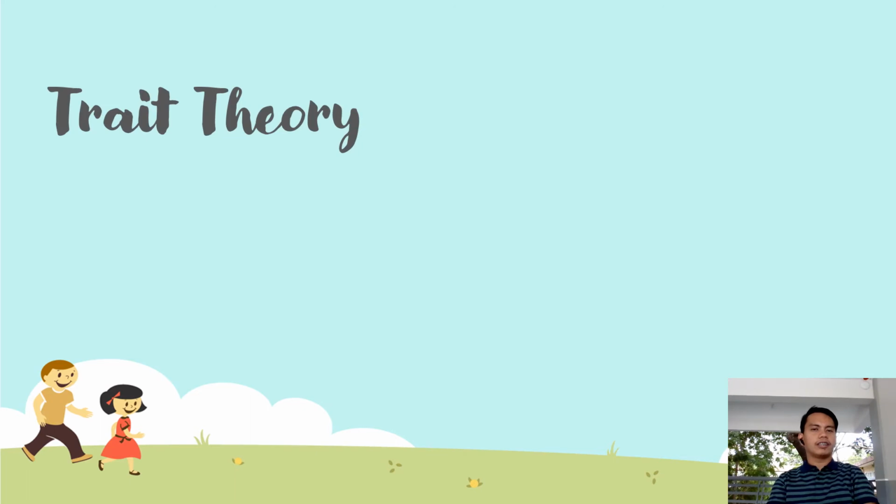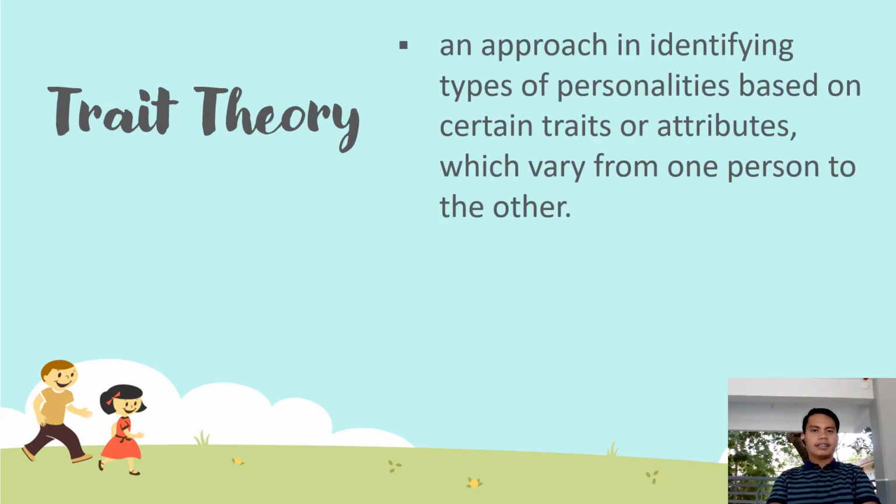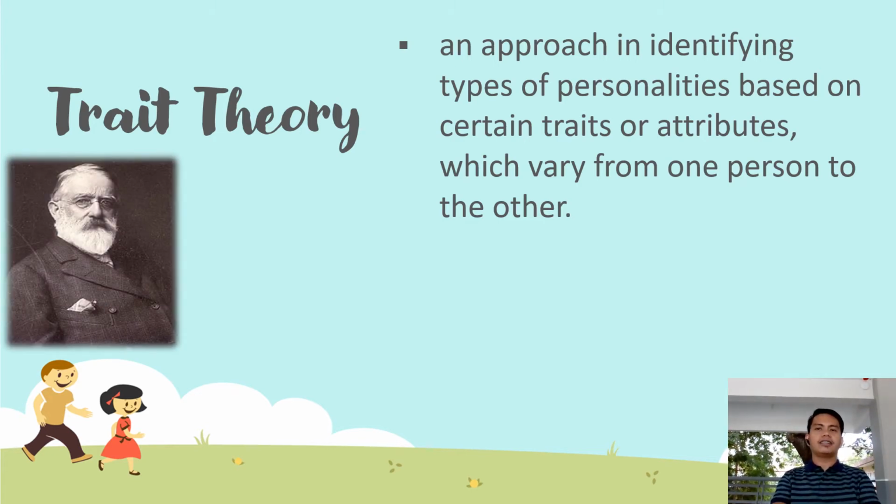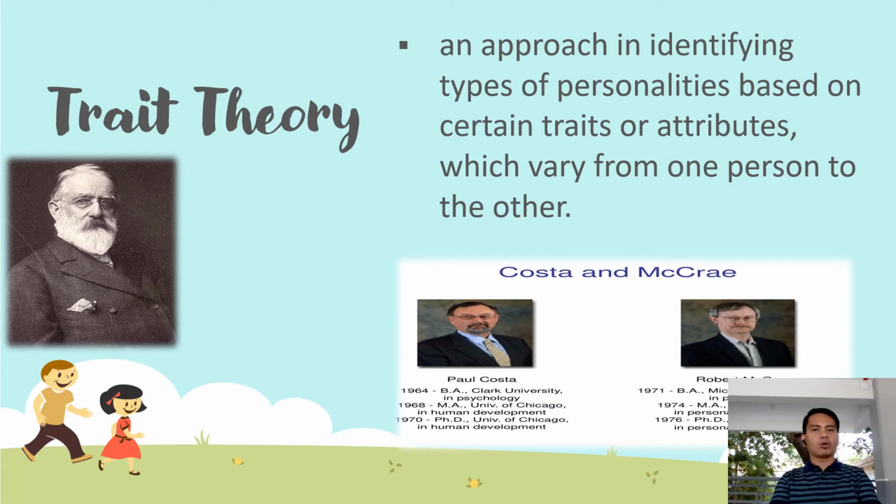Let's also discuss trait theory. Trait theory here is an approach in identifying types of personalities based on certain traits or attributes which vary from one person to the other. Trait theory was in fact developed over the past 60 years, started by Fiske. I don't know if I am correct with that, Fiske or Fiske, okay, in 1949, and later pursued by other researchers, including Smith, Goldberg, and the well-known Costa and McCrae.